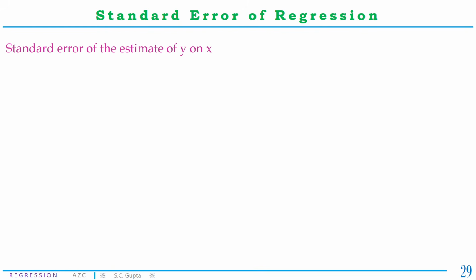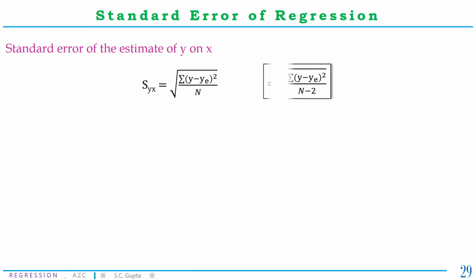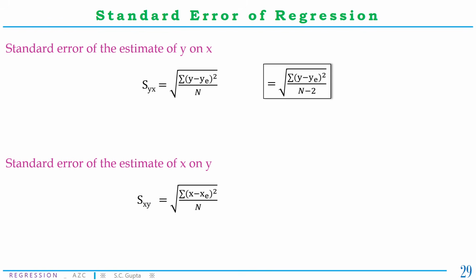Standard error of the estimate of y on x. Equation is SYX, given here. In some references you may see this type of equation. Standard error of the estimate of x on y. Equation is SXY, given here. Standard error of the estimate can also be calculated from standard deviation and correlation by the following equation.